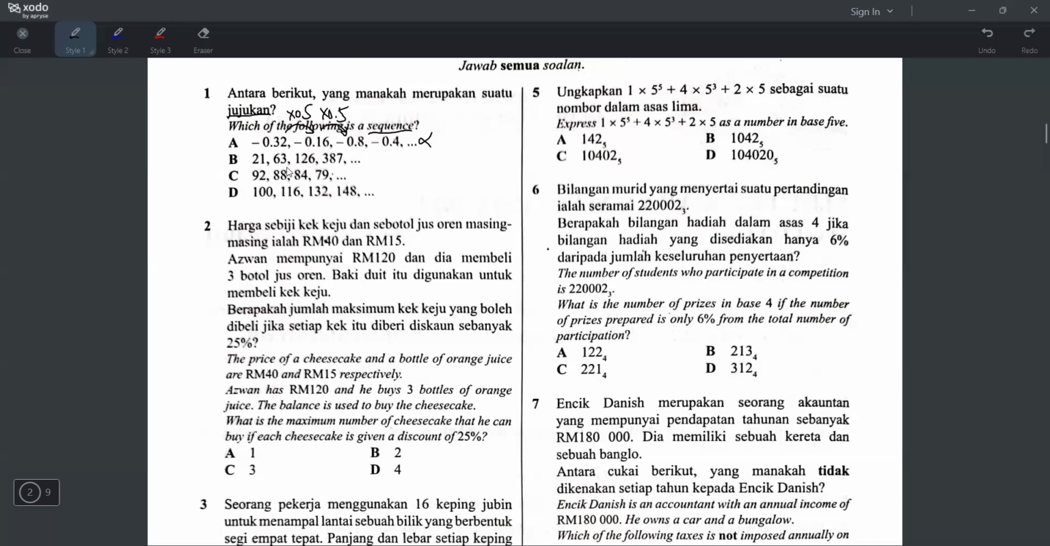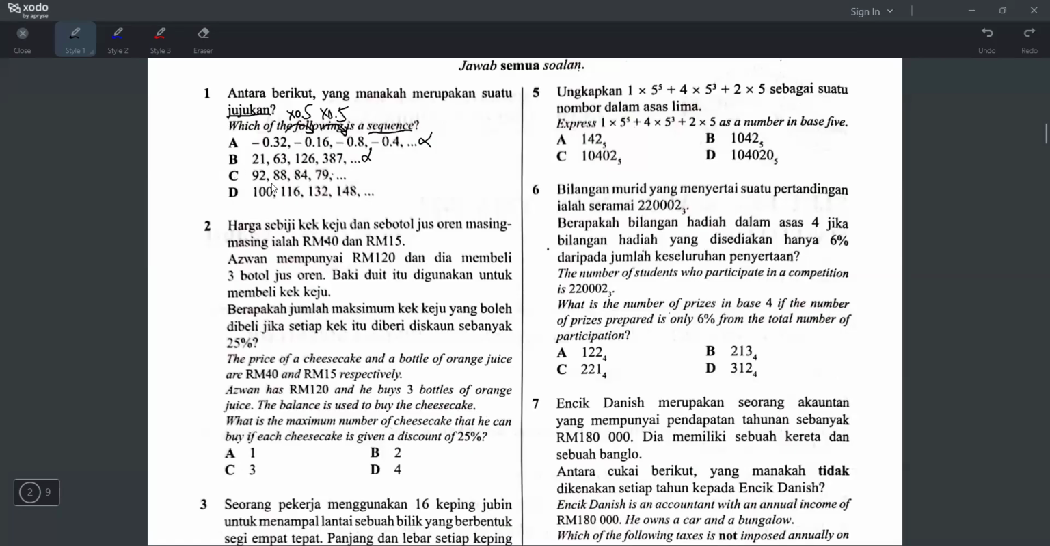Kalau darab, I think tak boleh also. So 21 nak jadi 63 kena darab berapa? 63 divide 21, I dapat 3. But 63 times 3 is 189. So I think B is not the answer also, because the pattern is not same. Sebab nilai yang kena tambah darab tu tak sama. Dia kena sentiasa sama baru kita panggil dia jujukan.